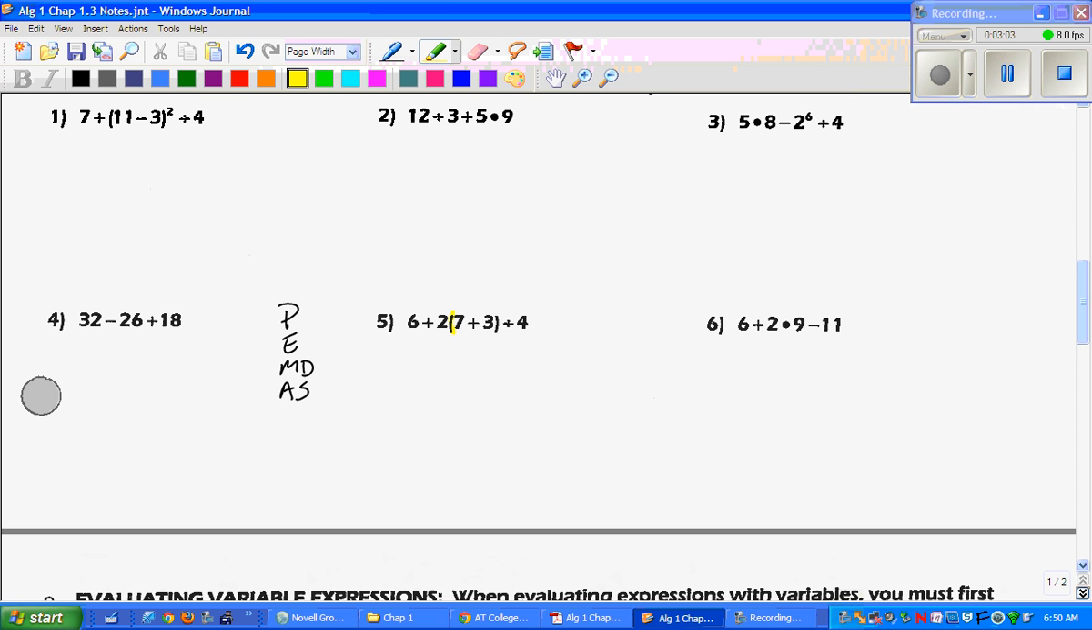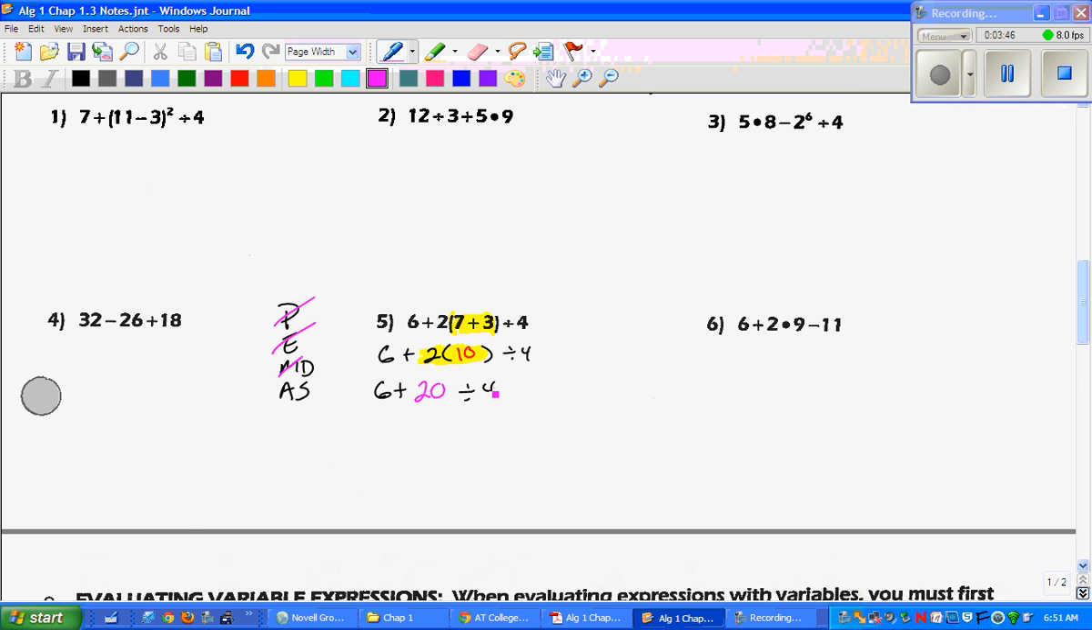The first thing I notice is that we have parentheses, so we have to do whatever is inside. So we're going to have 6 plus 2, all that stays the same, and 7 plus 3 is 10. So we just did parentheses. Do we have any exponents? No. What about multiplication or division? I see them both. We need to do the multiplication first. Two times 10 gives us 20.